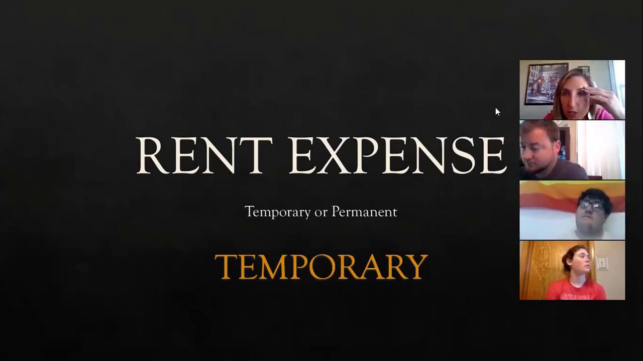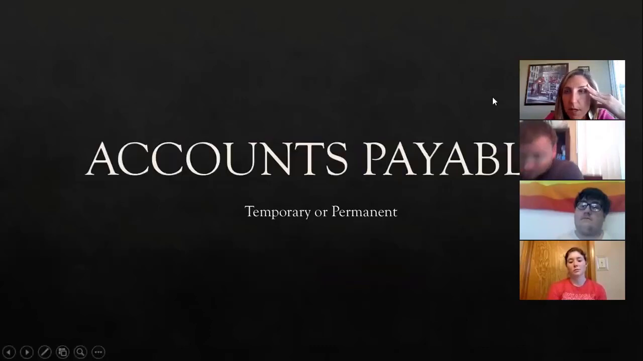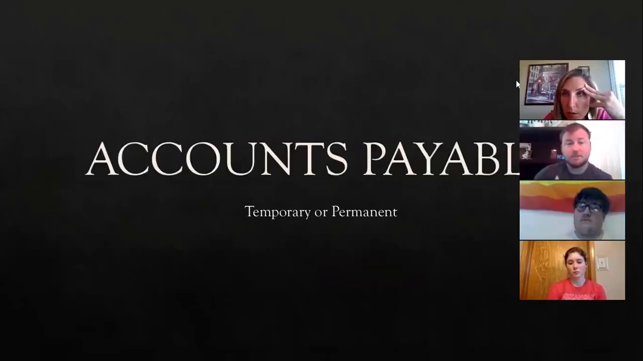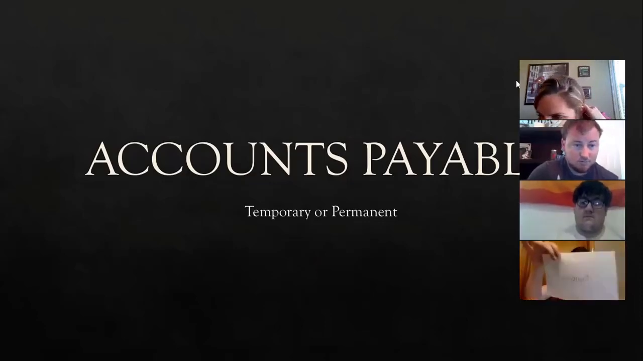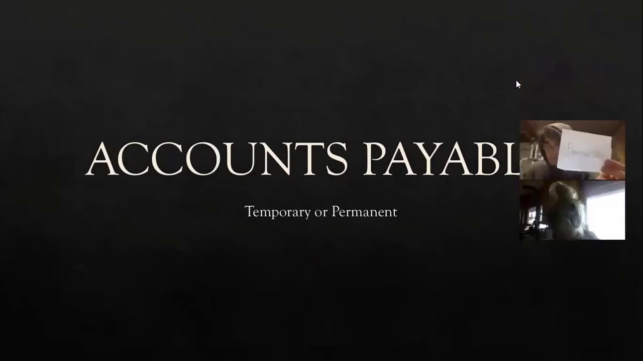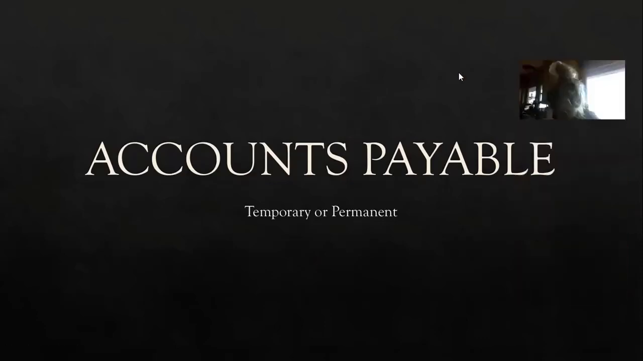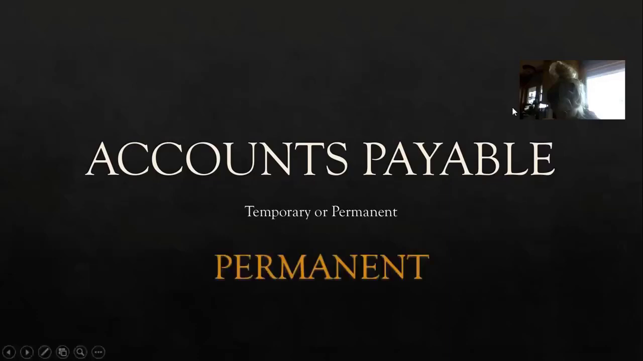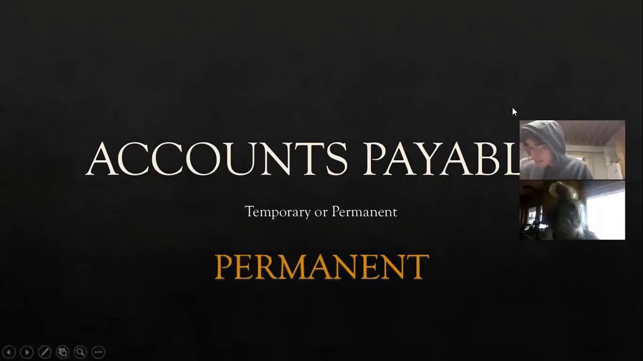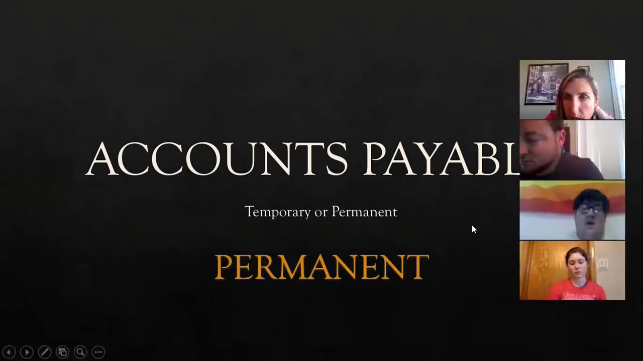Okay. Next question. How about accounts payable? What do we think? Good. Excellent. Moving on from that one because several of you got it. That is a permanent account. Good job. It's a liability. It shows up on the balance sheet. It says here's what we owe.